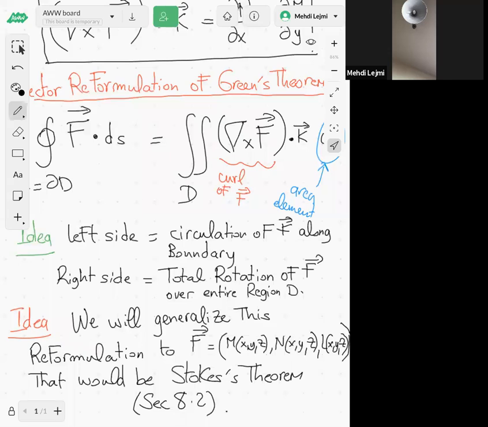Of course, Stokes is a famous physicist and also mathematician. Anyway, guys, is there any question? This reformulation is just because I want to make a link between Green's theorem and Stokes' theorem, which we're going to see later in section 8.2. Is there any question, guys?